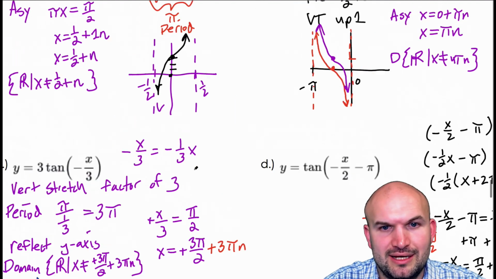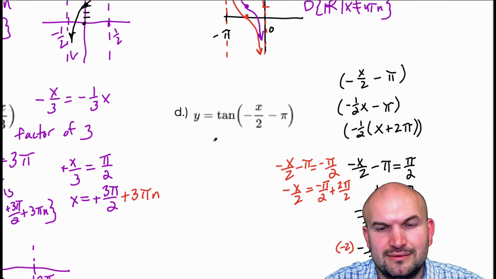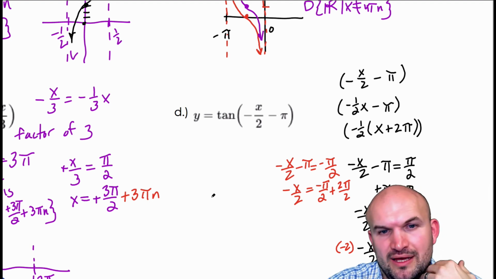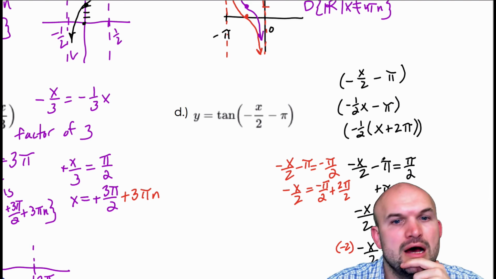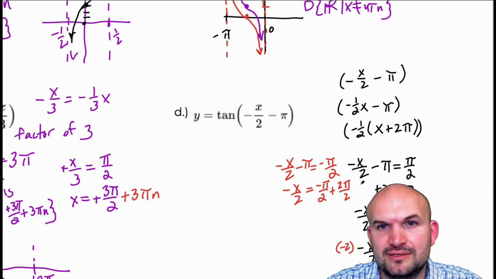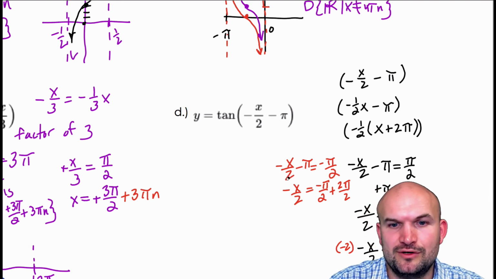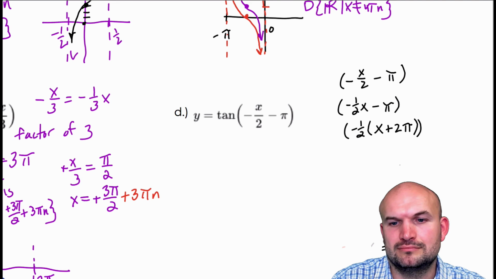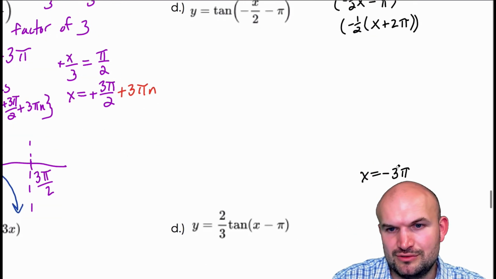What is going on? Negative pi halves. That's a negative and that's a negative. That should be a positive. Oh, that's where I went wrong. Okay, so I'm going to start this whole thing over. So we're going to have to refresh.